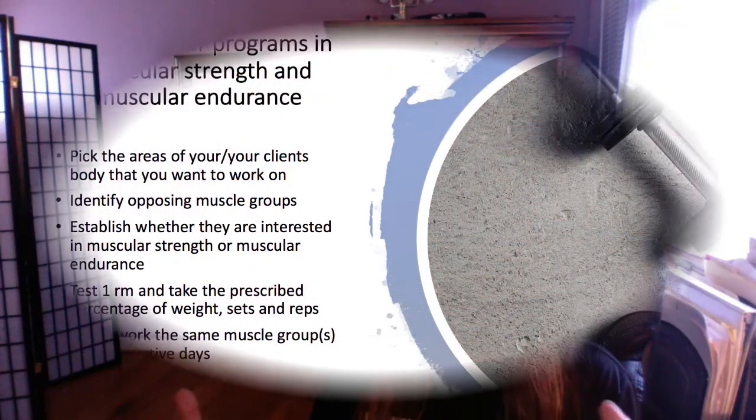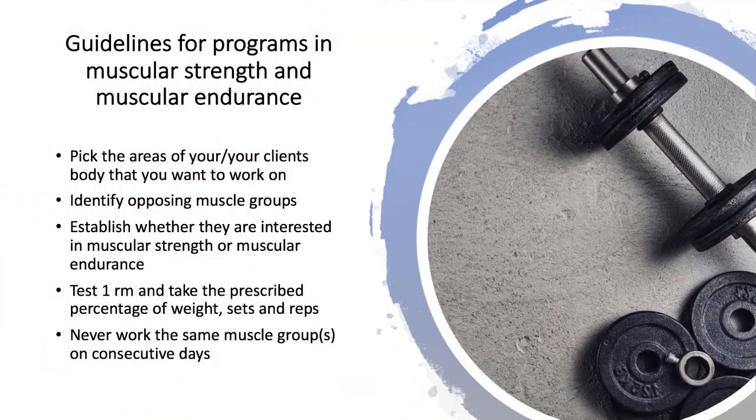Then you need to identify opposing muscle groups, because I want you to think about that stick, right? Think about those sticks and those rubber bands. So if you have one rubber band on one side of a stick that's really strong and another side that's almost at that breaking point, what's going to happen? That stick is going to be pulled all out of balance. And that's what happens to your musculoskeletal system if one side is too strong for the other side.